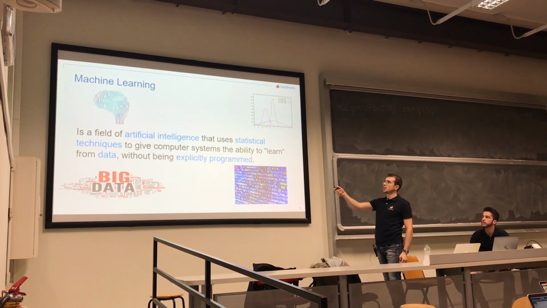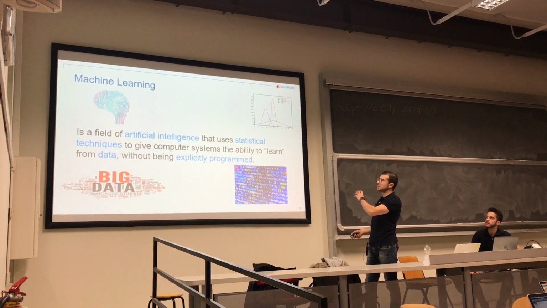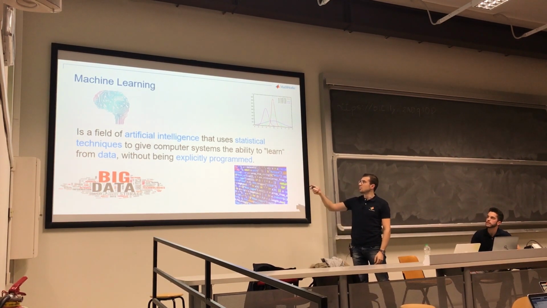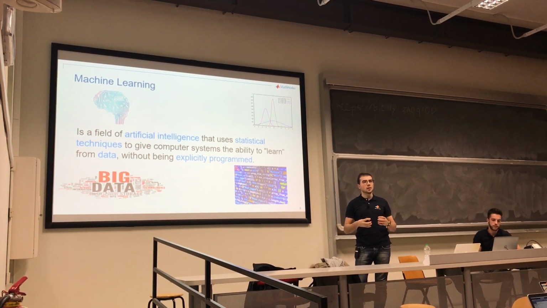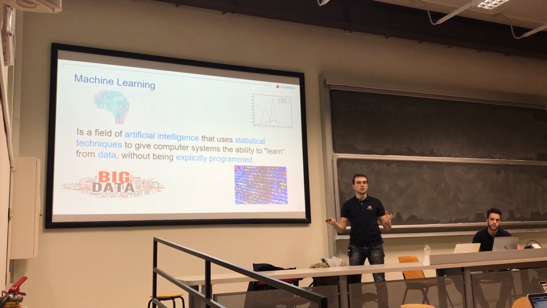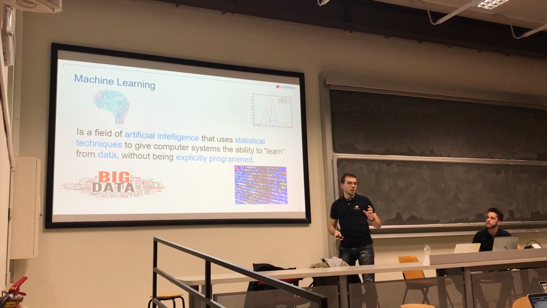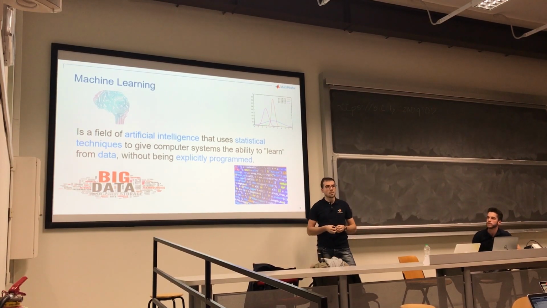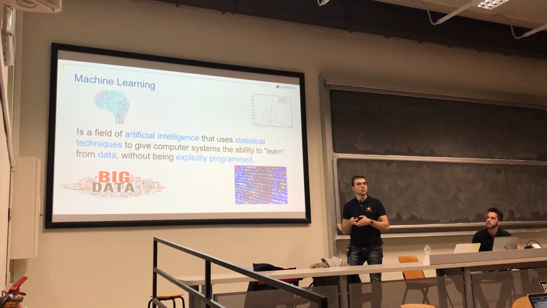It's a field of artificial intelligence that uses statistical techniques, so brain and mathematics together, to give a computer system the ability to learn, to understand patterns and links between data, of course from data, without being explicitly programmed. So the goal of machine learning is to build a program that can understand the relation between the data that we give in input.